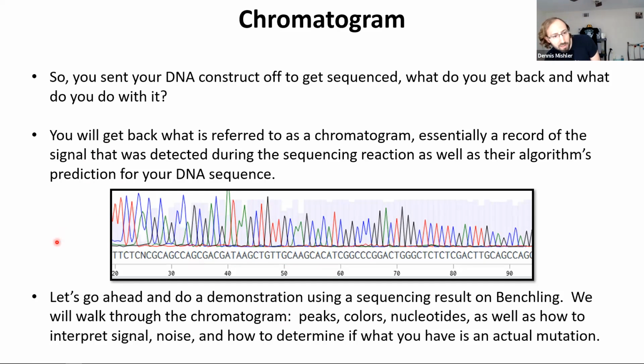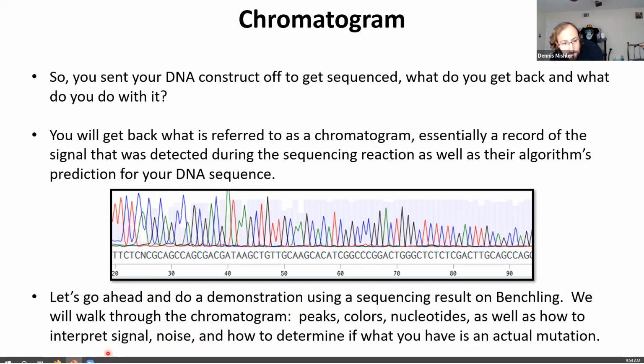So what I'm going to do here is transition over to Benchling. We're going to change screen sharing again and give you a little run-through of working with a chromatogram. We'll use this to look at a sequence, and I'll talk about good and bad things on that sequence, okay? And importantly, during this time, we're going to talk about how to interpret signal, noise, and whether or not you have an actual mutation in the sequence you're working with, okay?